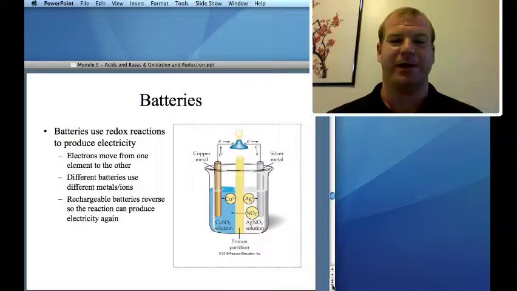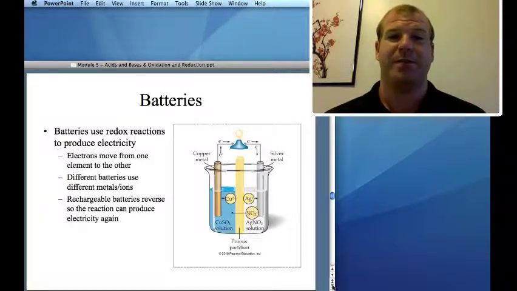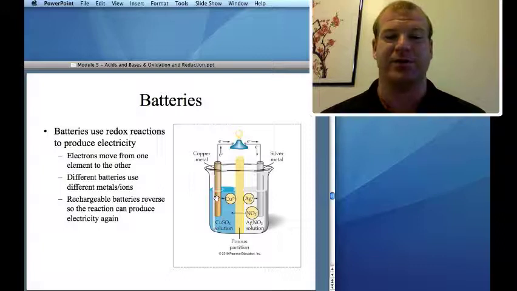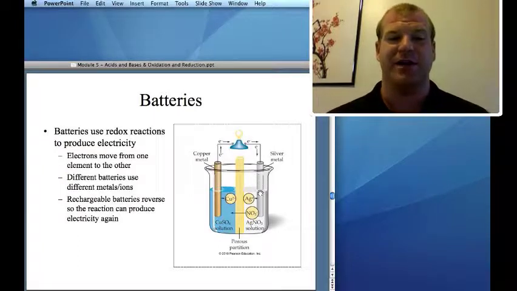So why do we care? Well, let's give a specific example. Batteries. Batteries use oxidation reduction reactions to produce electricity. And that means the anode here loses electrons and the cathode gains electrons. So the anode is oxidized and the cathode is reduced. And the other way I remember it is the anode corrodes. So the anode is going to corrode. So over time, the copper is going to go away and the silver is going to get fatter.